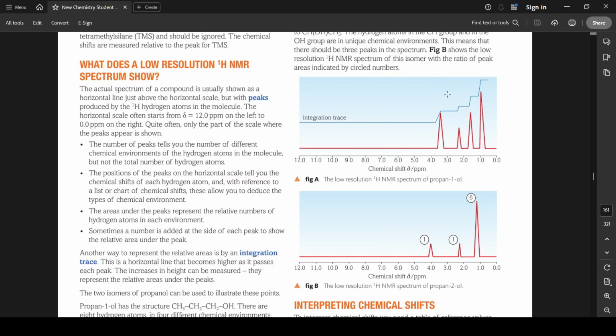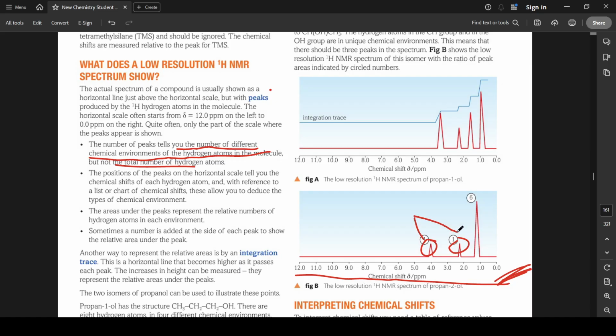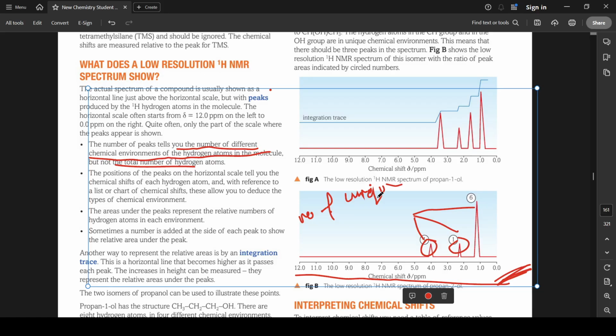So this is an example of a hydrogen NMR spectrum. Now there are two types of hydrogen NMR. The reason why I brought you here, this is known as a low resolution hydrogen NMR spectrum. Okay, see, we have the chemical shift on the x-axis and we have the peaks down here. What did I say? The peaks represent what? The number of peaks tells you the number of different chemical environments of the hydrogen atoms in the molecule. In other words, they represent the number of unique hydrogen environments which we have identified in the structure, right? I showed you a little while back. Unique hydrogen environments. Okay, it's written down here.